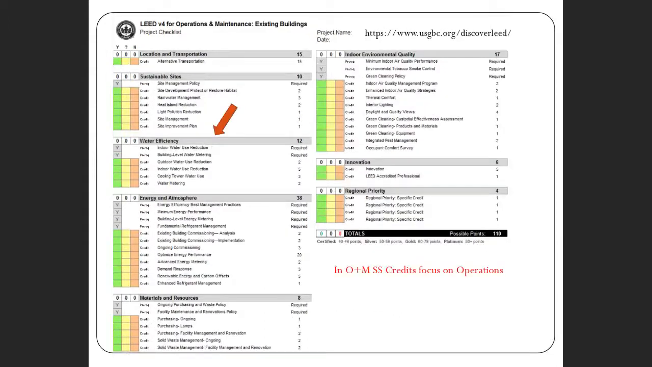Here is, again, I should say WE there and not SS. I'll fix some of these little typos here before I put them up. Again, here's your operations and maintenance. Same sort of ideas, but focusing on things that you would do to maintain this performance over the life of the building.